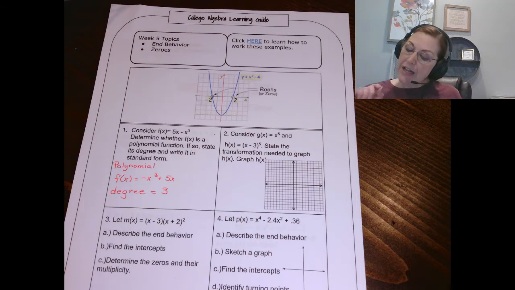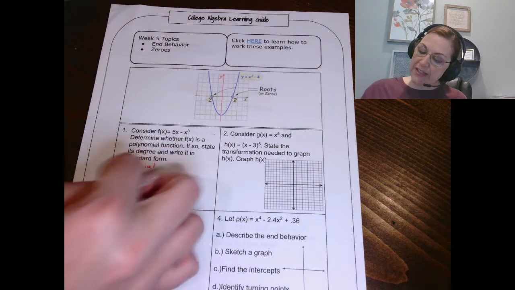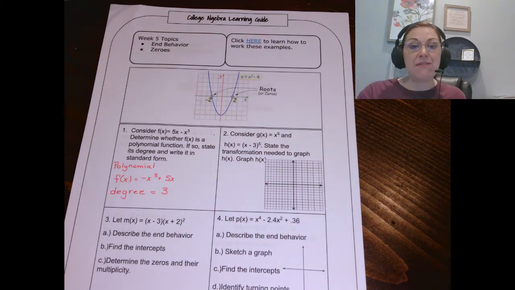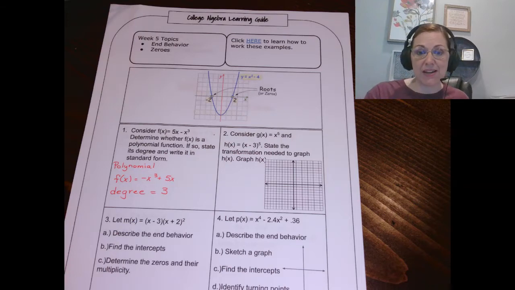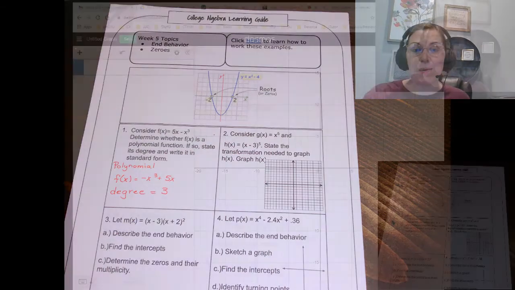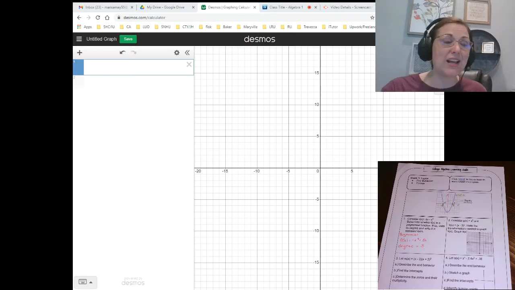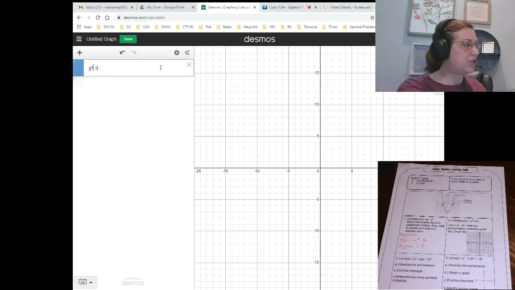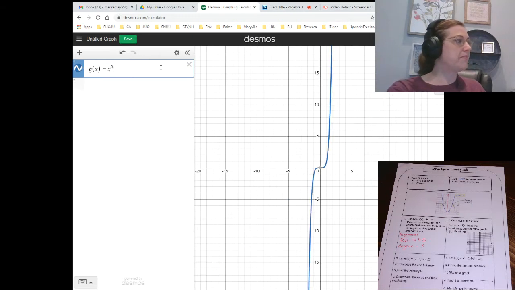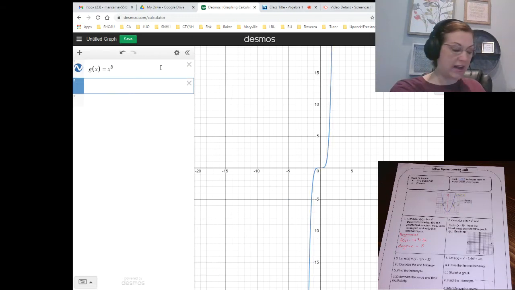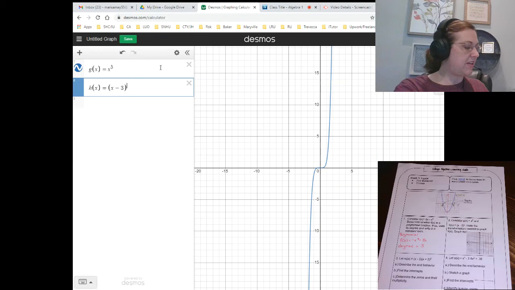Now, let's look then at number 2. We're going to look at some graphs of polynomials. And for this one, I want to use our Desmos graphing calculator. I will link it below. That way you can access it too. It's totally online and free, and I love that part about it. But let's graph these two. We're asked to graph g of x equals x to the 5th. And then we're asked to graph h of x equals (x minus 3) to the 5th.